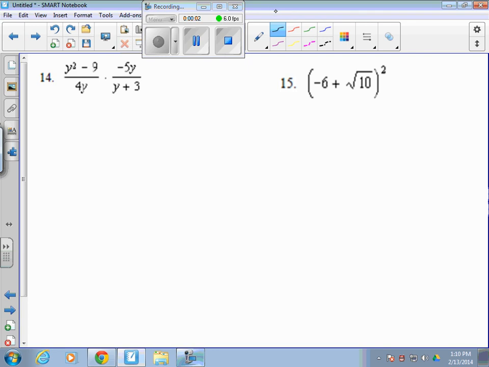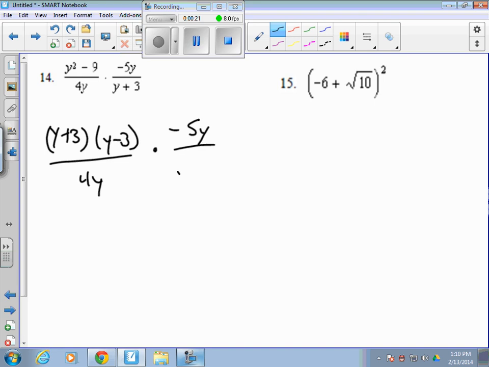Algebra 2, test 6, part 2. We're picking up on number 14. Y squared minus 9. That's the difference of two perfect squares. So you have y plus 3 times y minus 3 over 4y, times negative 5y over y plus 3.